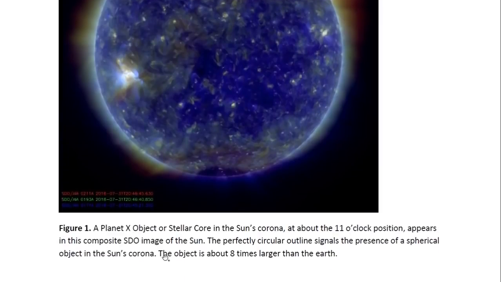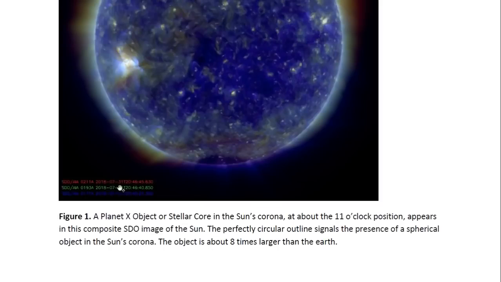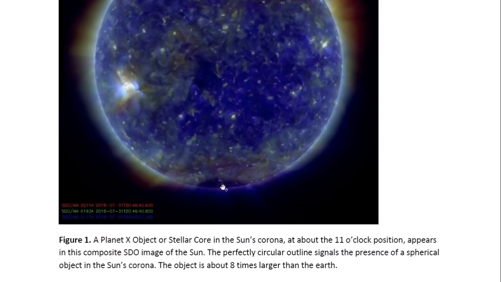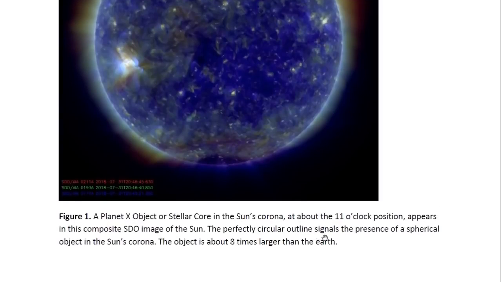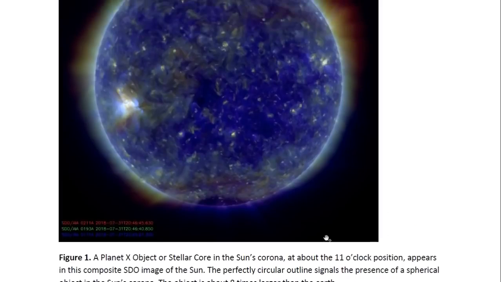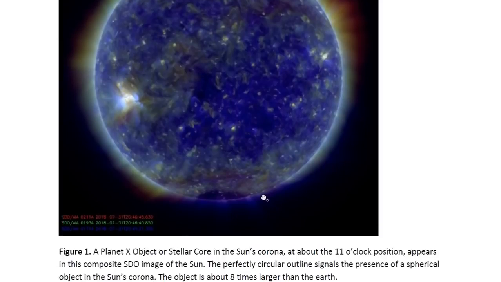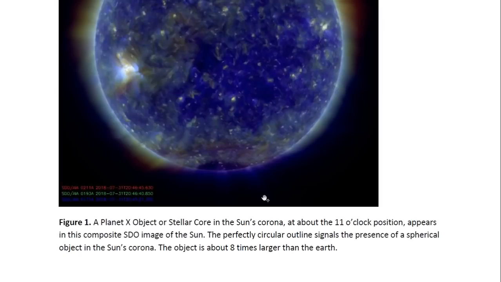And this is a composite image, as I said, from July 31st, 2018. And the object here is in the 211 and the 193 is 2046, and the 171 angstrom is 2045. So as you can see, we clearly have an object there, and the circular outline tells us that it is a spherical object, and we can use then that outline to estimate the size of the object, and it appears to be about 8 times larger than the Earth.